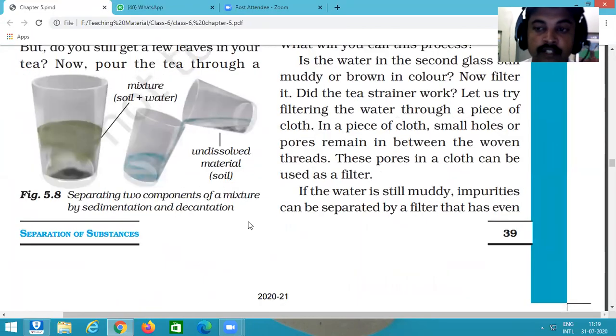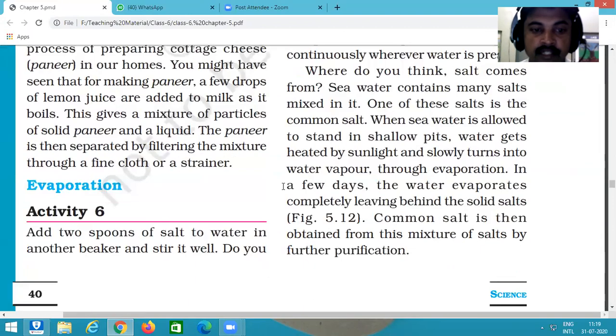And today we continue with the same chapter, with the next separating method, that is evaporation. You have already heard that word in many places, evaporation. We use this method to separate a substance which is mixed with water, and in other places also we use this technique. To understand the use of this separating method, let us try an activity.